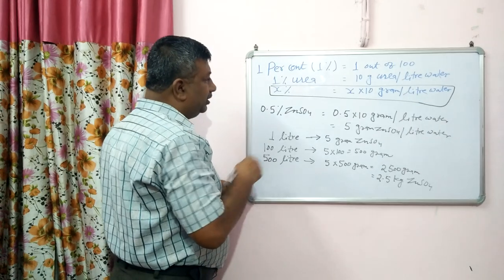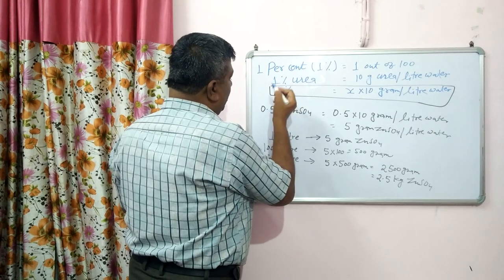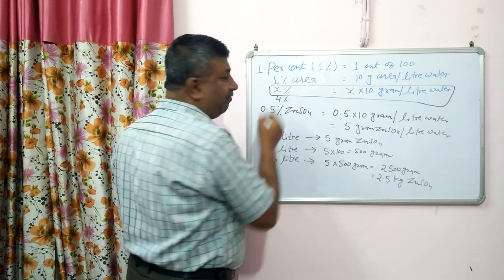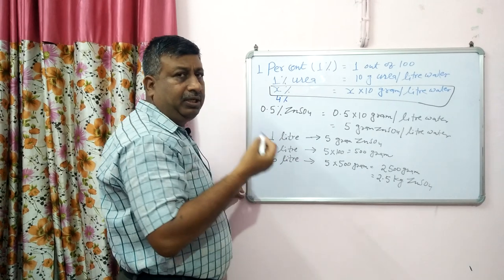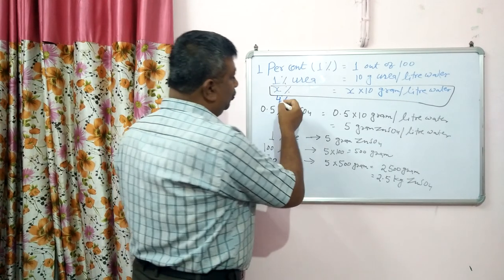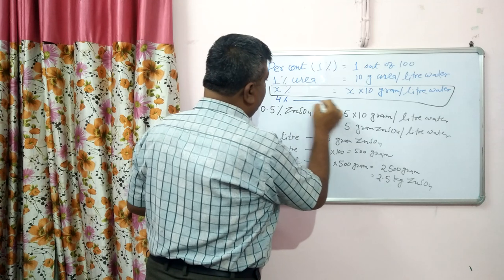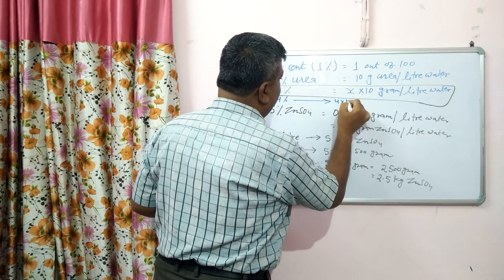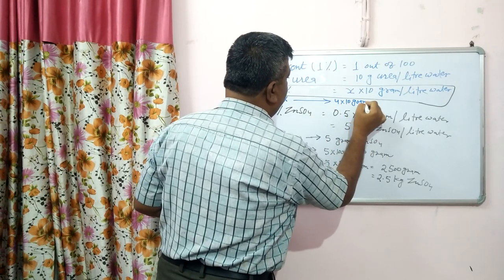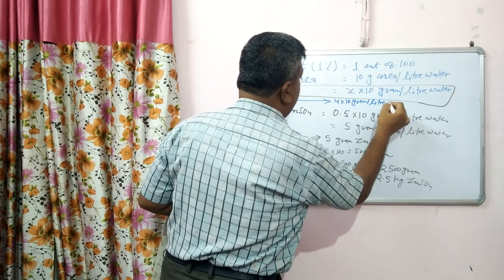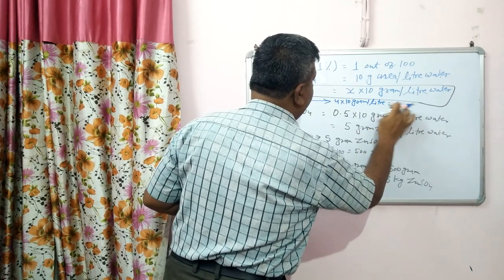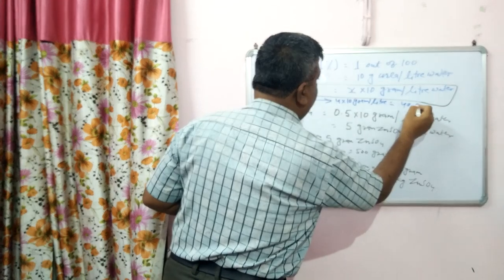Suppose we want to make a 4% solution of any salt, suppose it is table salt or sodium salt. So it is 4%, multiplied by 10, then it is in gram per liter. So it is 40 gram per liter.